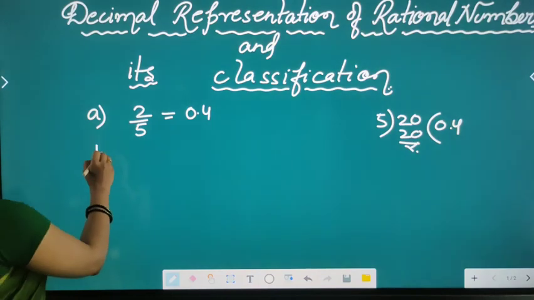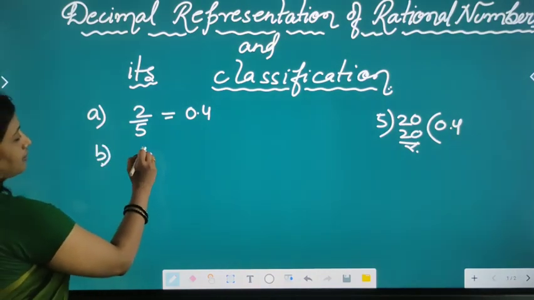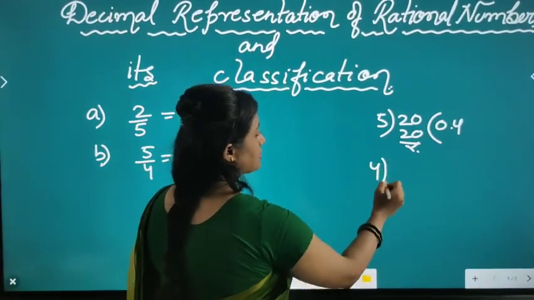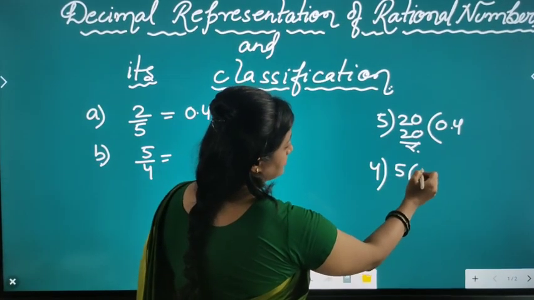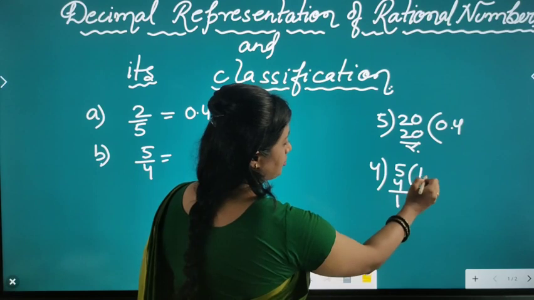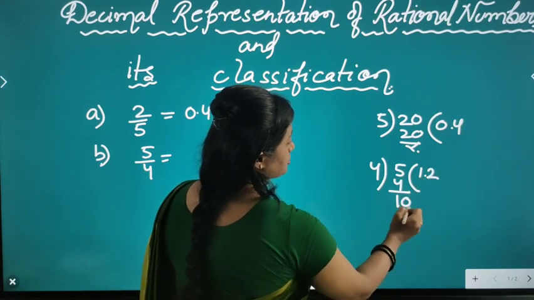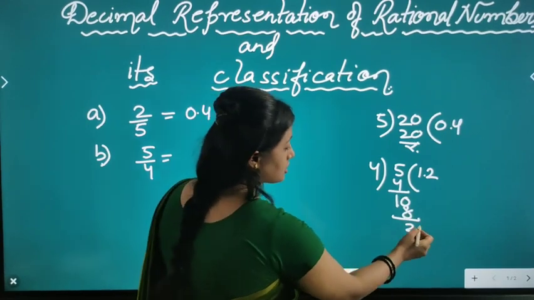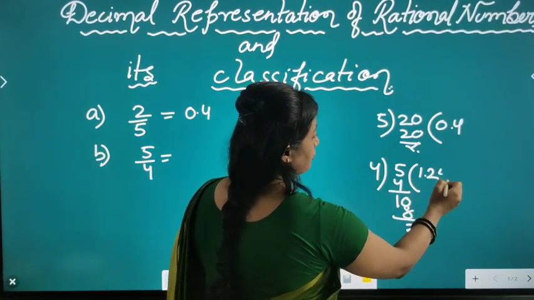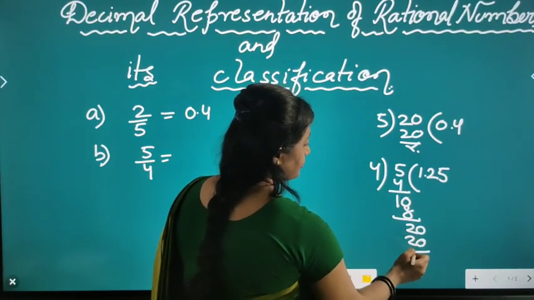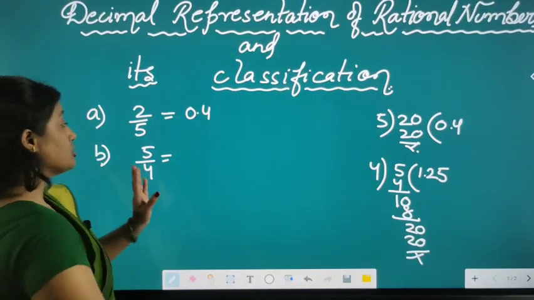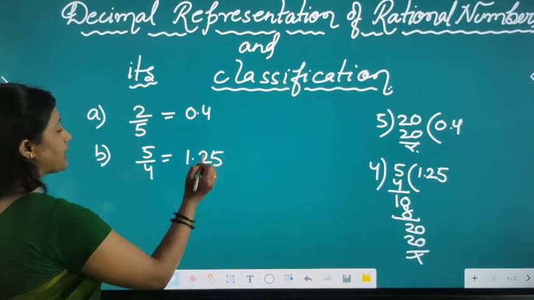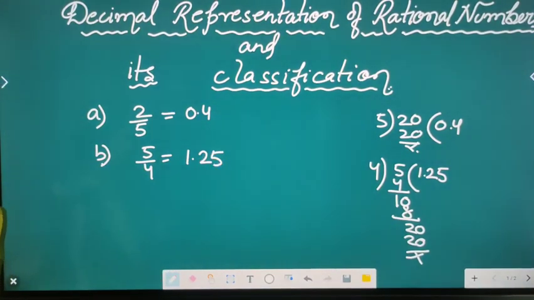One more question. Suppose I am giving you 5 by 4 this time. What will you do? You will divide 5 by 4 like this. 4 ones are 4, this is 1.0. 4 twos are 8, and this is your 2. Since you have given the decimal point, you can put 0 here. 4 fives are 20. Fine. So the decimal representation of 5 by 4 is 1.25.